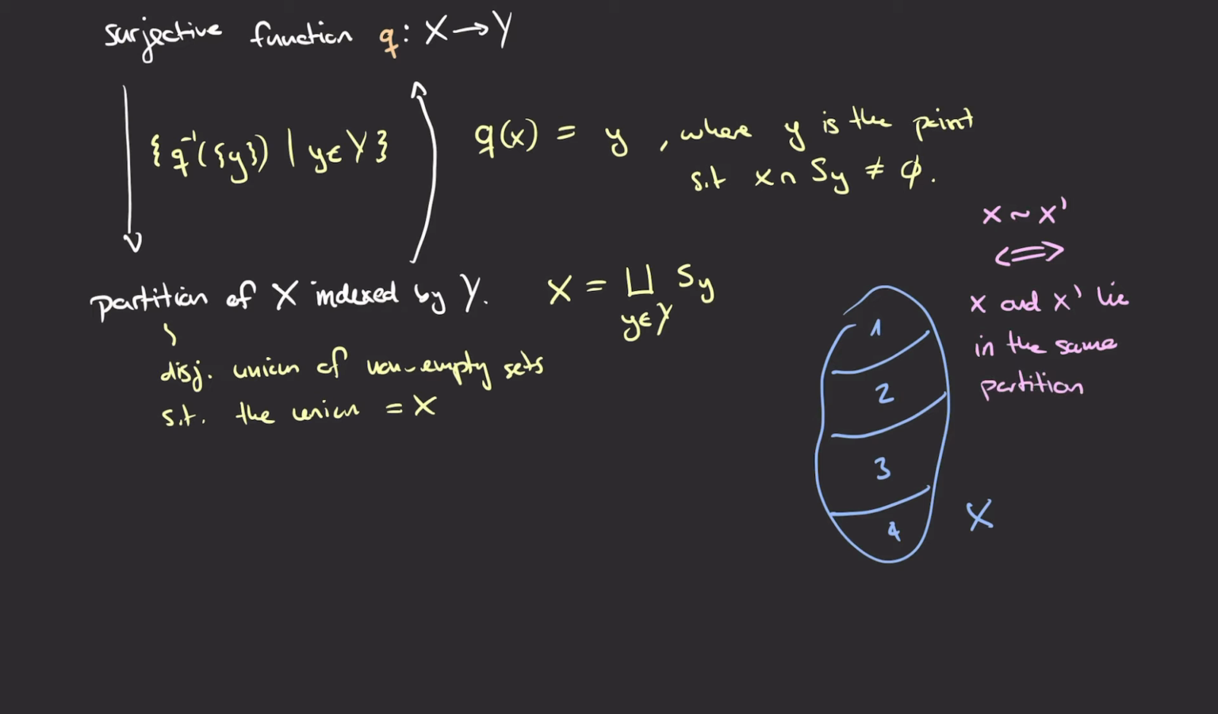So for example, these 2 points here, x and x prime, they would be related to one another. However, if we have some point z over here, z would not be related to x or to x prime. And in fact, it turns out that this relation defined in this way is an equivalence relation.